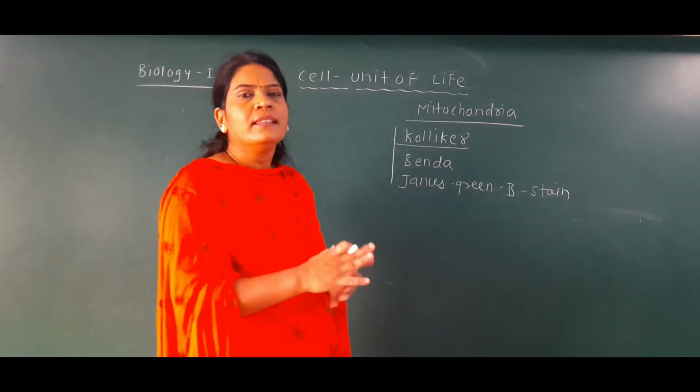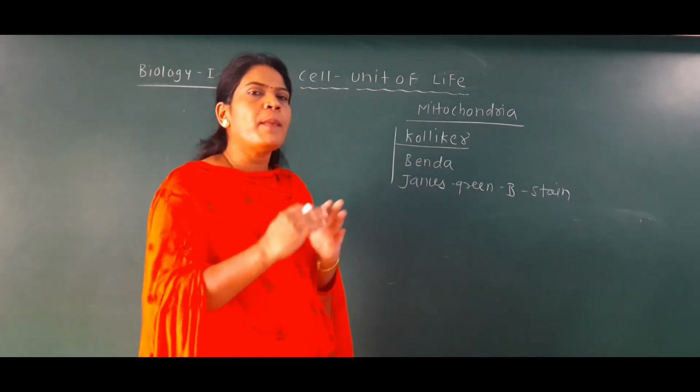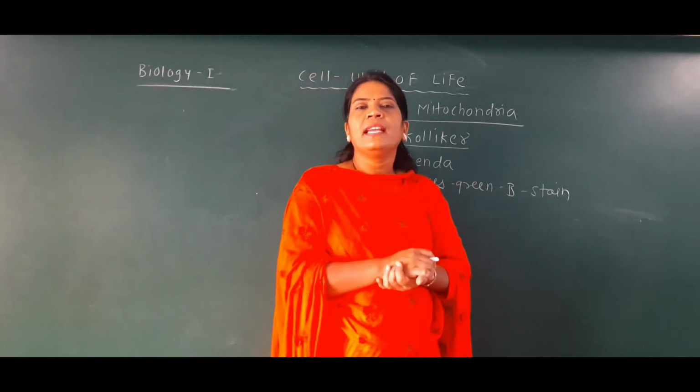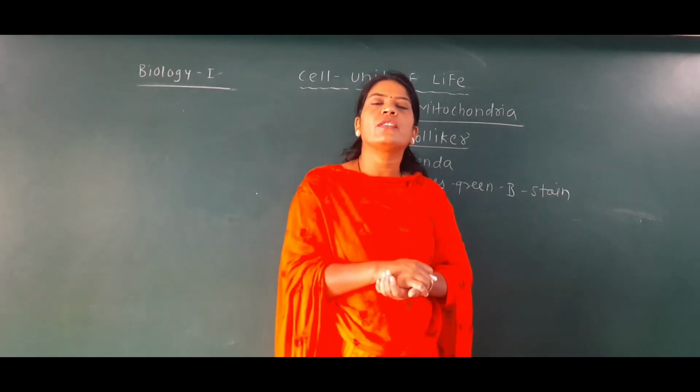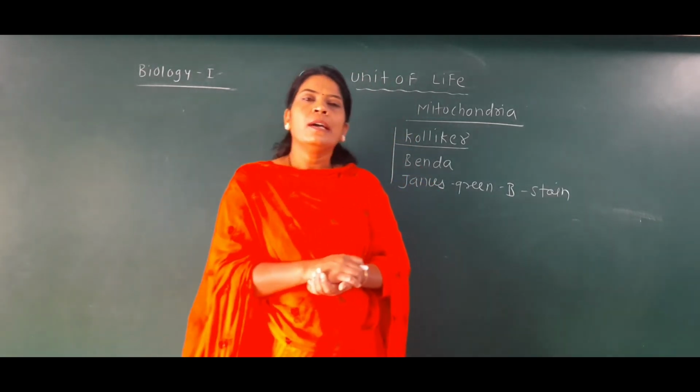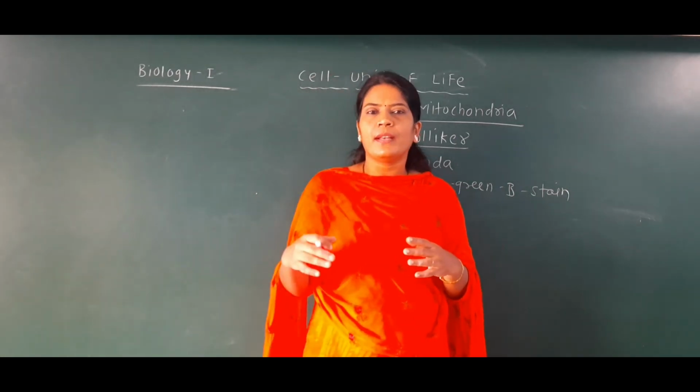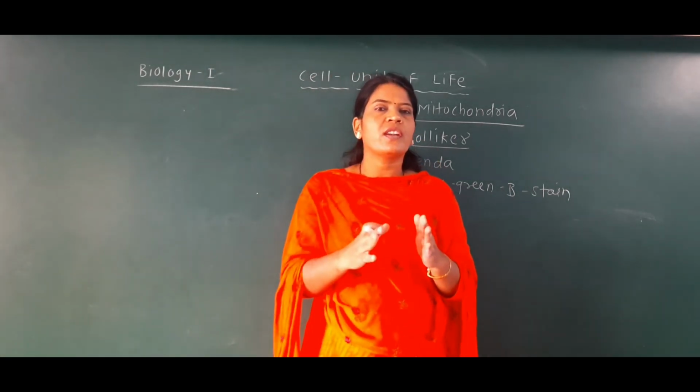See here, the number of this mitochondria is variable in different cells because it depends on the physiological activity of that cell. Number of the mitochondria is variable in different cells. It is not constant in all the cells.